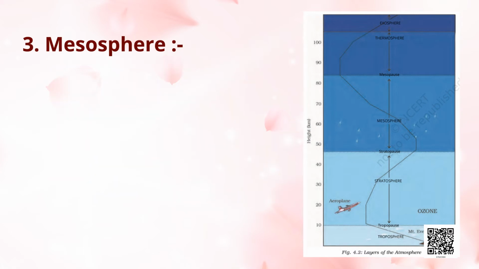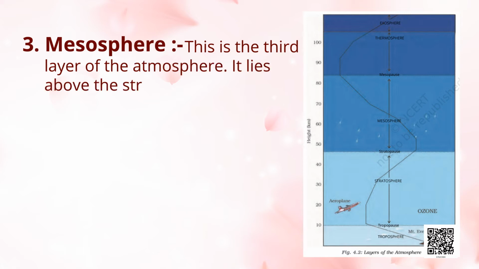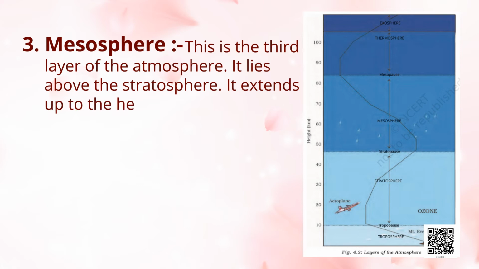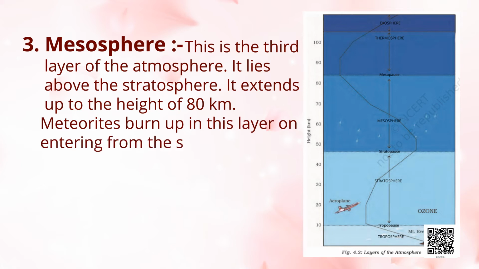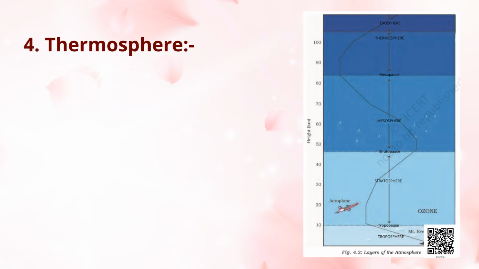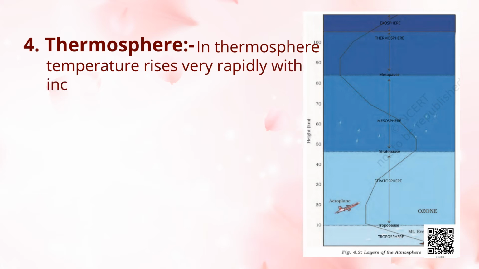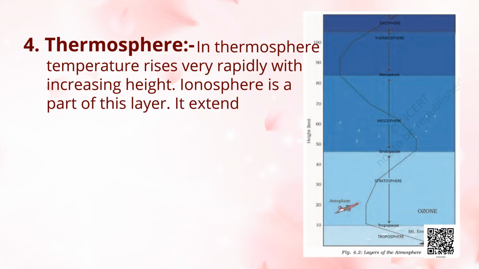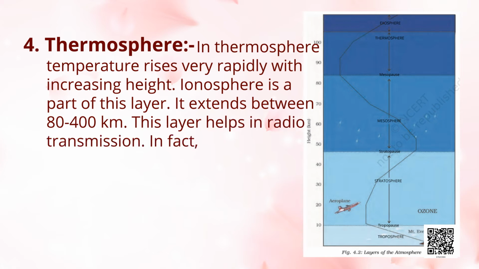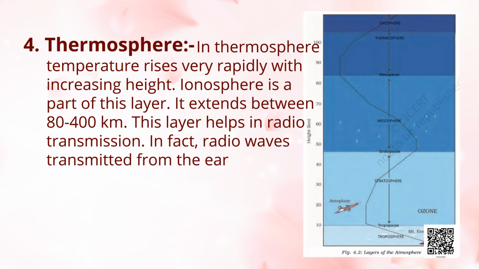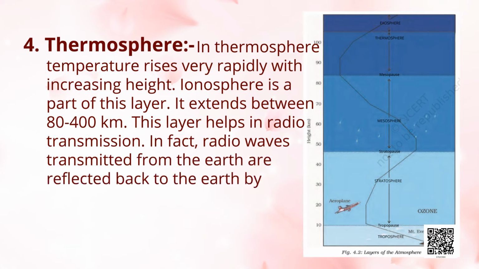Next is mesosphere. This is the third layer of the atmosphere. It lies above the stratosphere. It extends up to a height of 80 km. Meteorites burn up in this layer on entering from space. Next is thermosphere. In the thermosphere, temperature rises very rapidly with increasing height. Ionosphere is a part of this layer. It extends between 80 to 400 km. This layer helps in radio transmission. In fact, radio waves transmitted from the earth are reflected back to the earth via this layer.